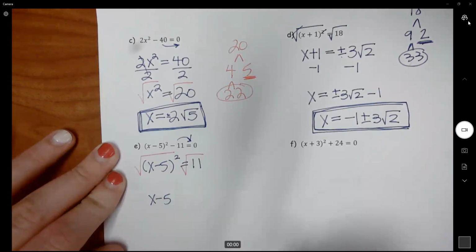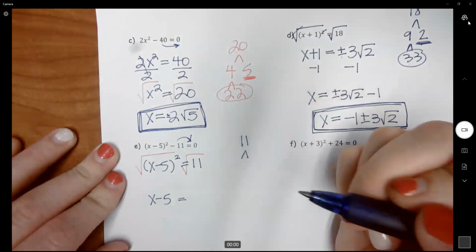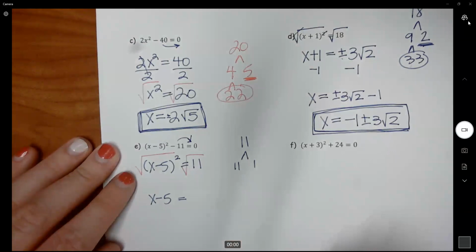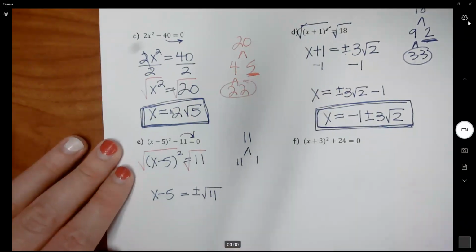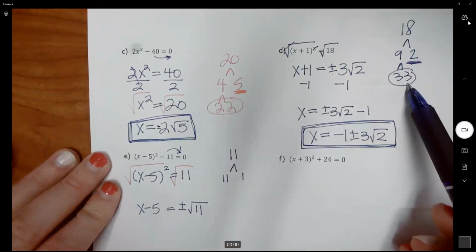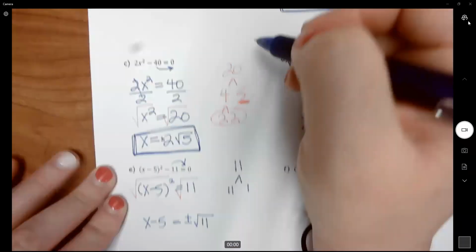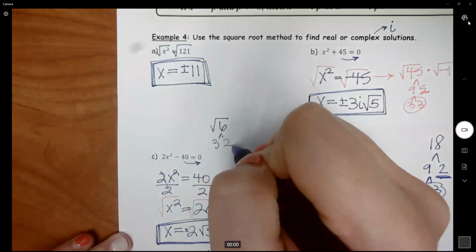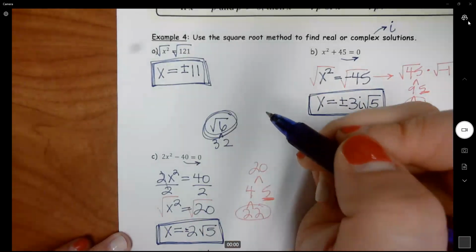We're left with x minus 5 equals, when you break down 11, that's a prime number. That's only 1 and 11. That's the only way you can break that down into multiples. And so this will stay as plus or minus the square root of 11. If it can't be broken down at all, it's going to stay. And if you break it down and you don't get pairs, it's also going to stay. So if you have something like the square root of 6, when you break that down, it's only 3 times 2. You don't have a pair of anything. So that can't be broken down. That will stay square root 6.